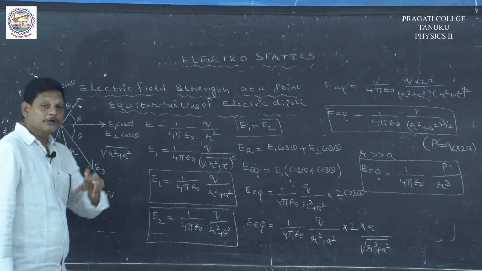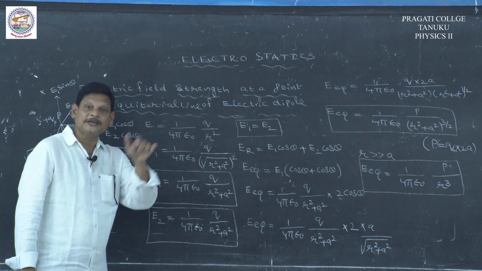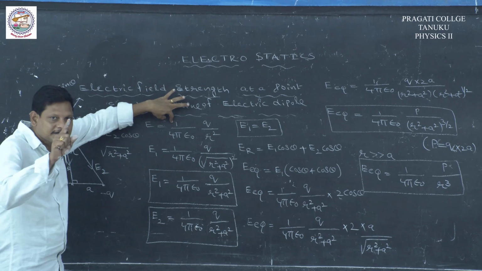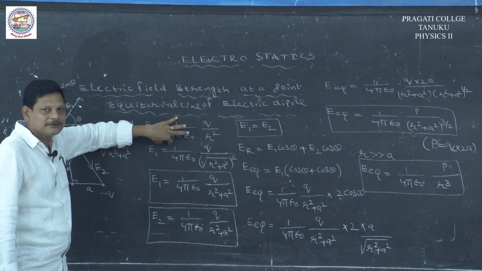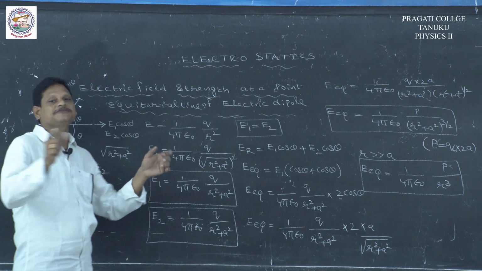Now, we are going to derive an equation for the electric field strength due to a dipole. This is the electric field strength due to an isolated, single charge. Now, we are going to derive the electric field strength due to a dipole. A dipole is nothing but a pair of charges.